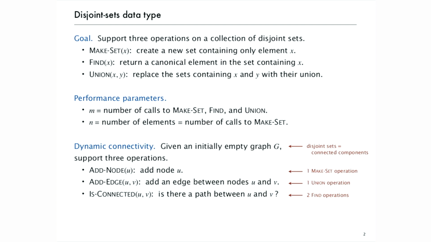When should I add this U? If U is already there, V is already there, right? But if U and V belong to two different connected components, then I have to do a union of these things, right? But if they belong to the same connected component, I will do nothing. This is the way I can maintain connected components, right?